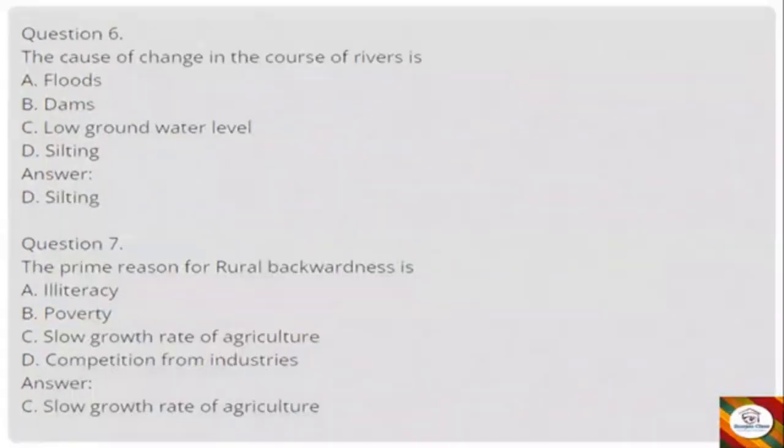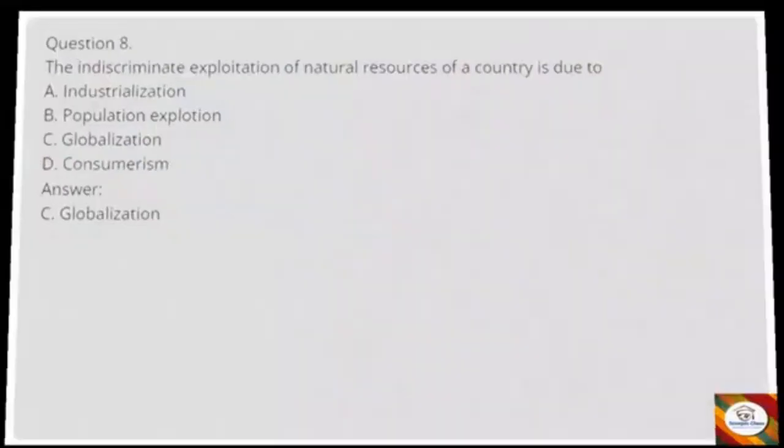Question 6. The cause of change in the course of rivers is A. Floods, B. Dams, C. Low groundwater level, D. Silting. And the right answer is option D. Silting. Question 7. The prime reason for rural backwardness is A. Illiteracy, B. Poverty, C. Slow growth rate of agriculture, D. Competition from industries. And the answer is option C. Slow growth rate of agriculture.